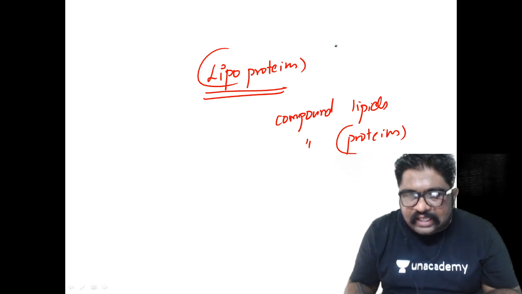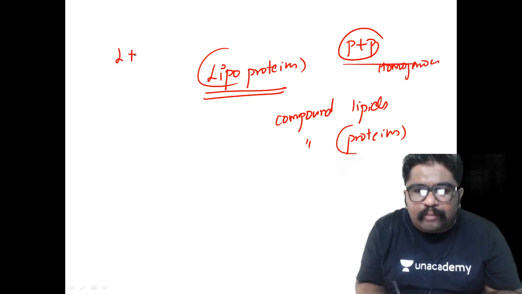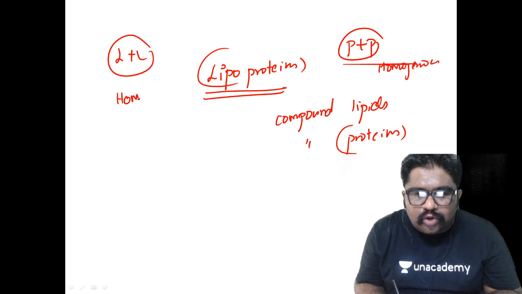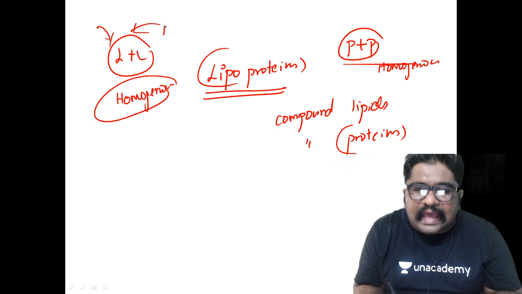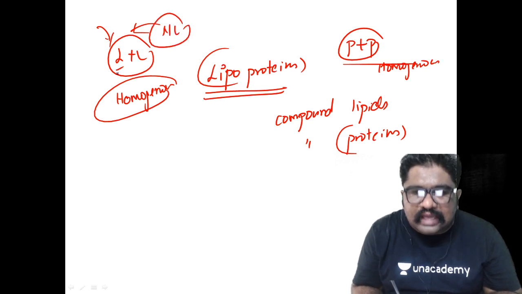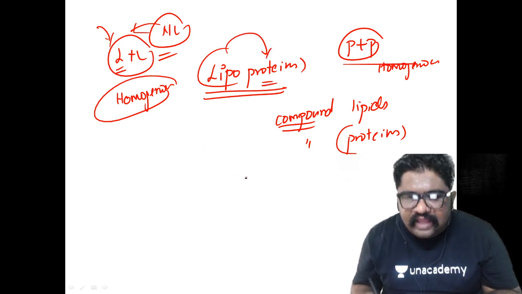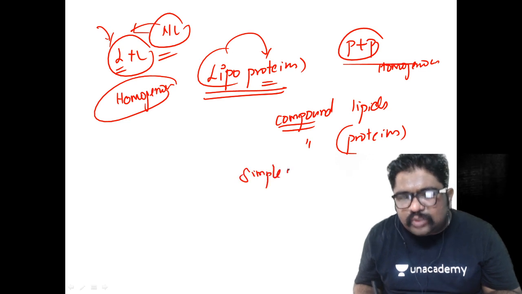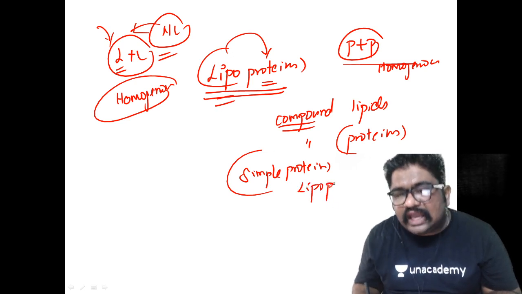Why? See, if I have a protein binding with a protein, it's a homogeneous structure. If I have a lipid binding with a lipid, that is also a homogeneous structure. But when I interfere with the lipid by adding a non-lipid component, then lipid plus non-lipid will be called a compound lipid, which is lipoprotein, where protein is the non-lipid component. If to a simple protein I add a non-proteinaceous component, that non-proteinaceous component here is called lipid, and that is what is called lipoprotein.